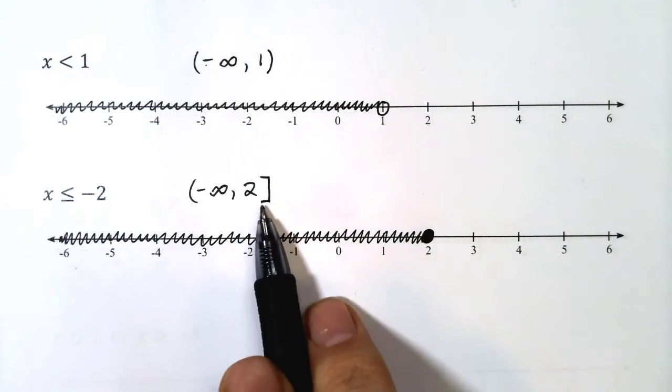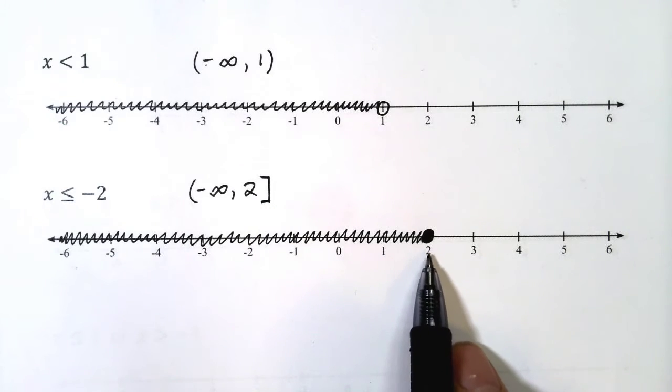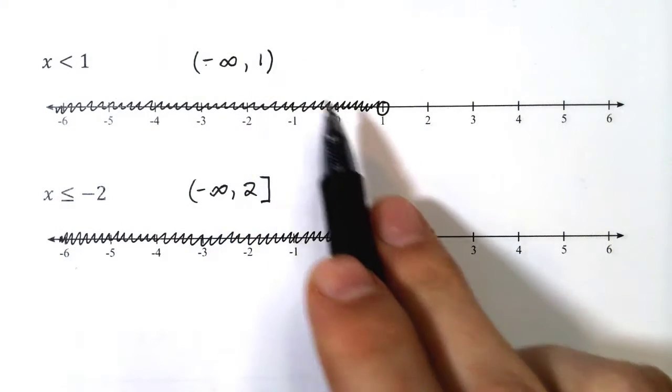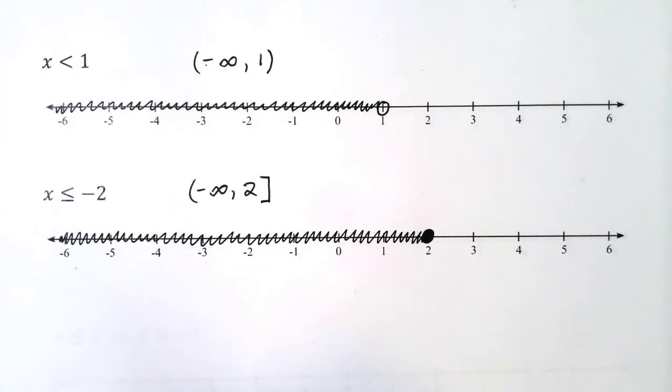So keep that in mind. Square brackets indicate that the number is included. Round parentheses indicate that the number is not included.